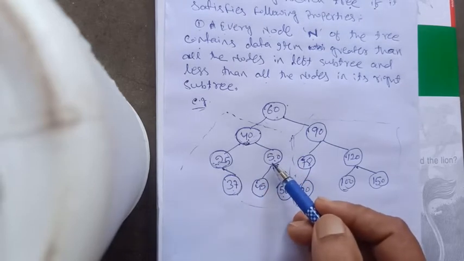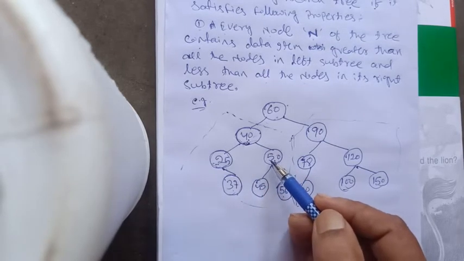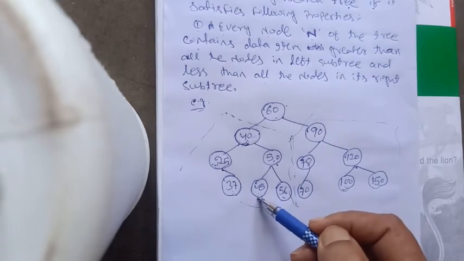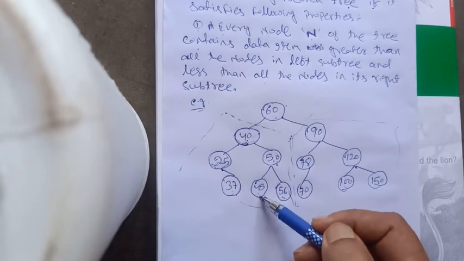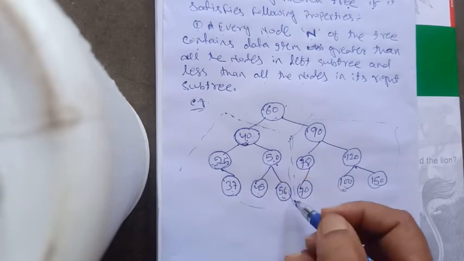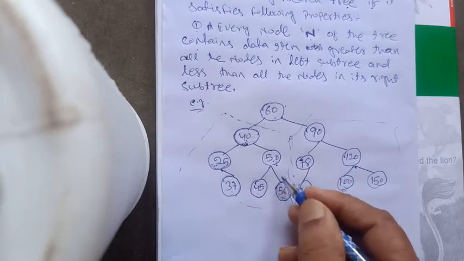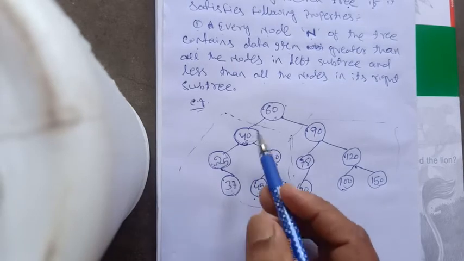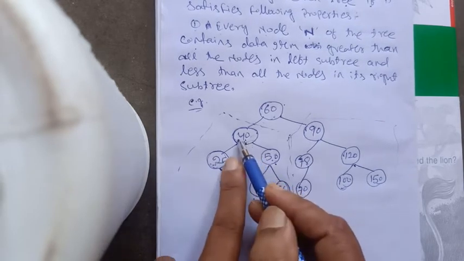Now let us talk about the subtrees of 50. The subtrees of 50 are 45 and 56. See, 45 is in the left of 50, so it is less than 50. And 56 is in the right of 50, so it is greater than 50. And both 45 and 56 are greater than 40 because they are in the right of 40.